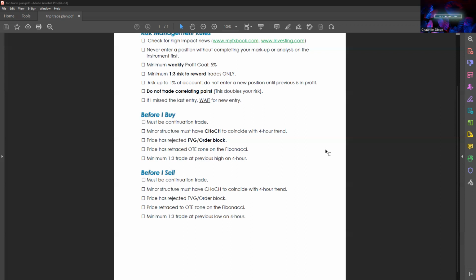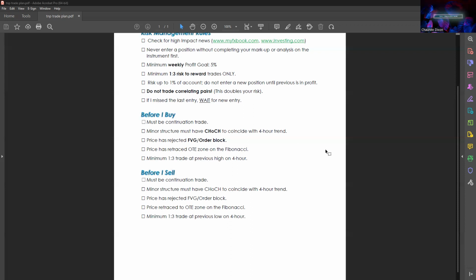And then, of course, a minimum 1 to 3 trade at a previous high on the 4-hour. So I want the 1 to 3 mark, or minimum 1 to 3 mark, to go to the next high if I'm entering for a buy. So the high on the 4-hour. And then, of course, the sell is vice versa.